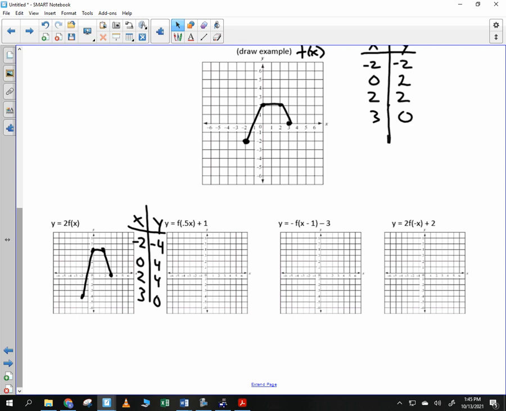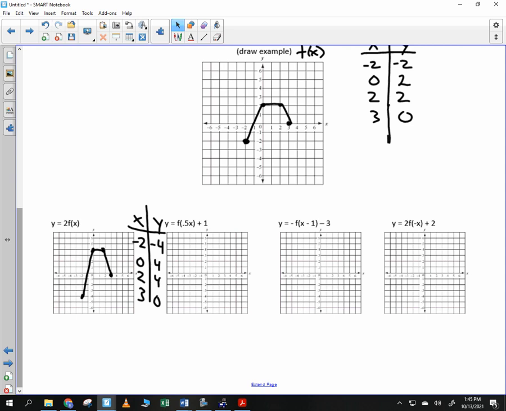The next one, what does the 0.5 do? Okay, I hear a lot of good things. Let's first all agree it's on the inside, right? And if it's on the inside, it's horizontal, and it's going to do opposite of what we think. So multiplying by 0.5, that would generally make it smaller. But when it's on the inside, we think about the reciprocal. What's the reciprocal of 1/2? 2. So this is going to be a horizontal stretch by a factor of 2.